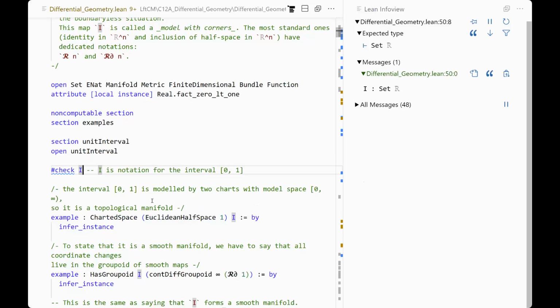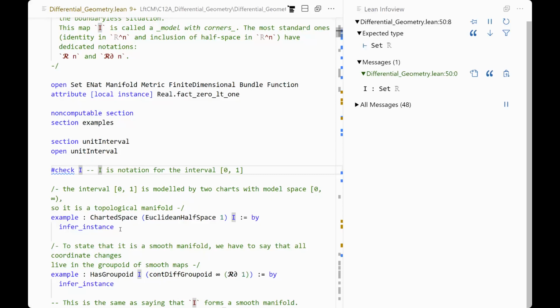And these things are nice type classes. I don't know if you've seen this infer_instance tactic before, but that is just asking Lean, oh, please fill this type class argument automatically. And normally you don't have to write anything for this. If you use something that requires this charted space argument, it will automatically be found by Lean, in the same way as for groups and rings and stuff. So this is saying that I is a topological manifold.